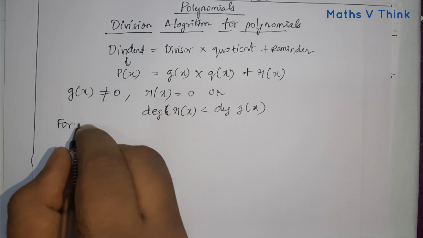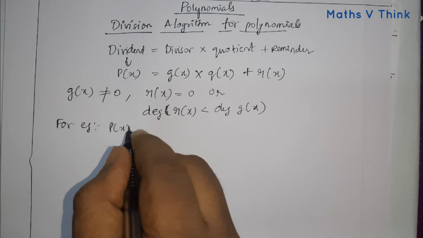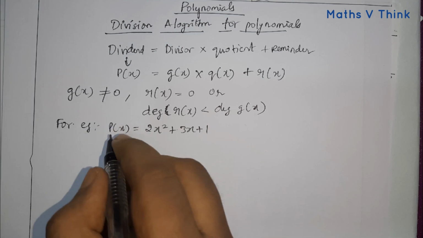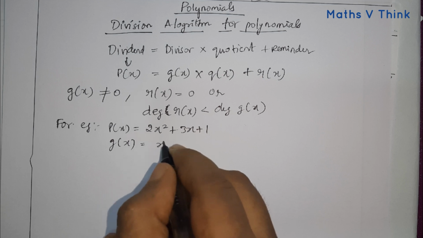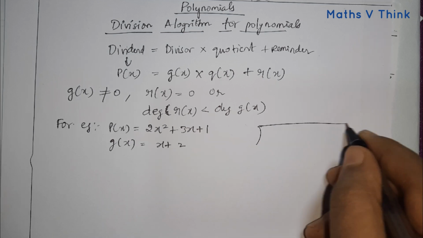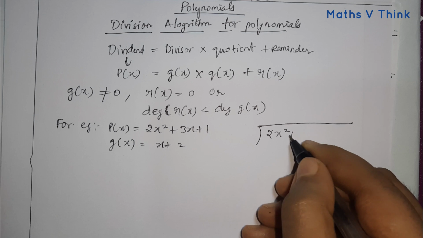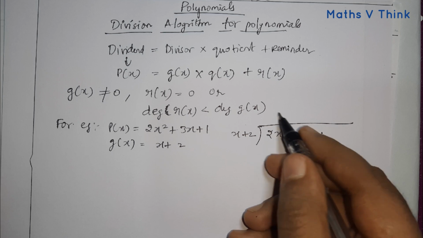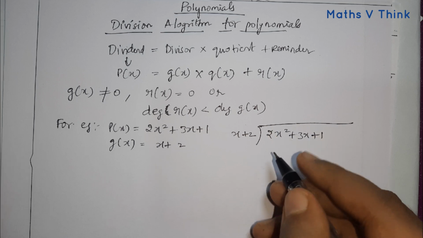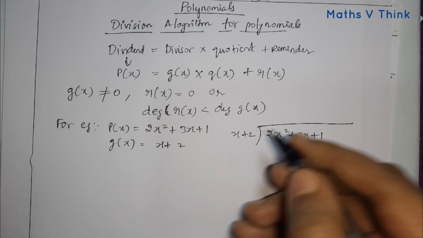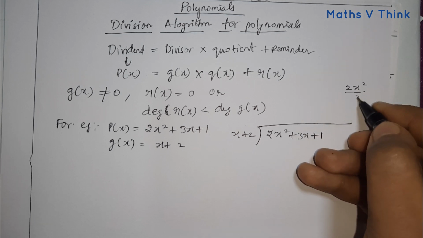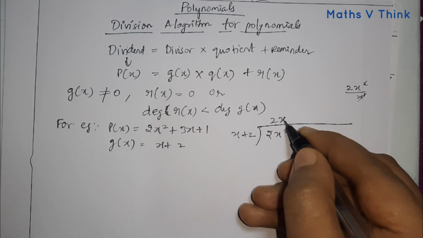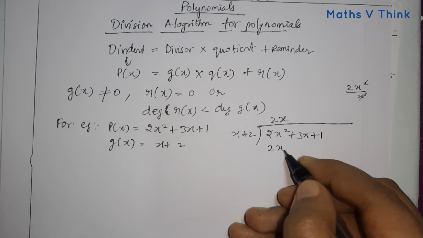For example, let p of x be 2x square plus 3x plus 1 and let g of x be x plus 2. So we shall divide it. 2x square plus 3x plus 1 divided by x plus 2. What shall I put here so that I get 2x square? You can compare this and this. So you divide 2x square by x. So x gets cancelled, remaining is 2x. So put here 2x. 2x into x is 2x square.